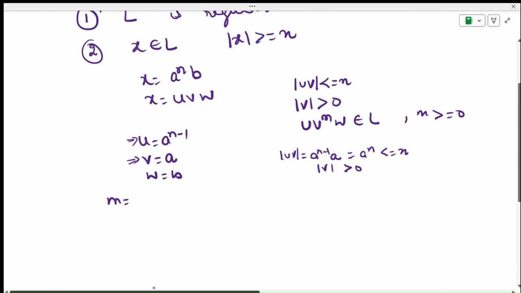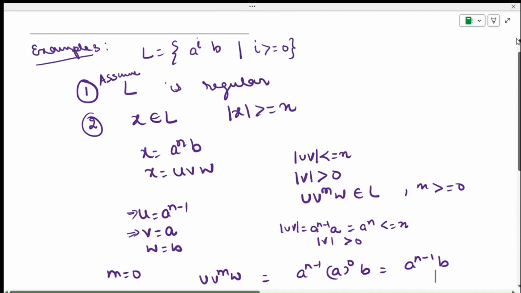Say m is equal to 0. Check if u v raised to the power m w belongs to L or not. Here we have a raised to the power n minus 1, this is a raised to the power 0 followed by w b. A raised to the power n minus 1 b. See the string. The string says any number of a's followed by b is in the language. Yes, it is in the language. So a raised to the power n minus 1 b belongs to the language L.